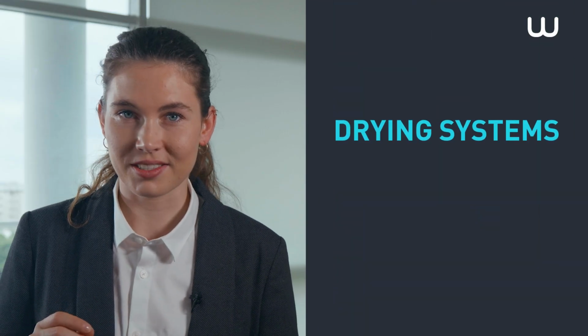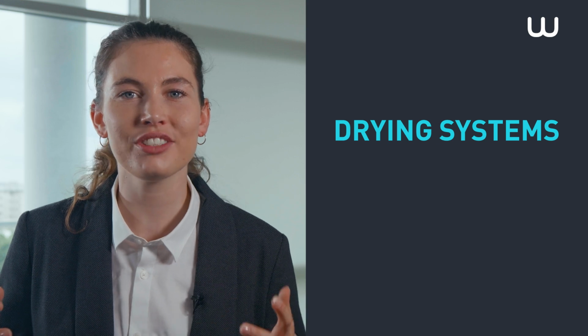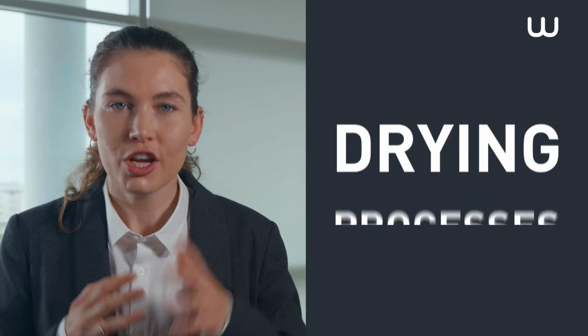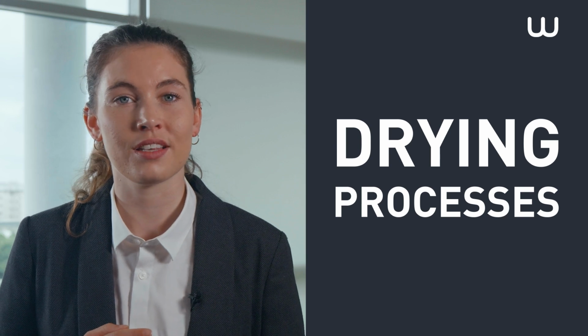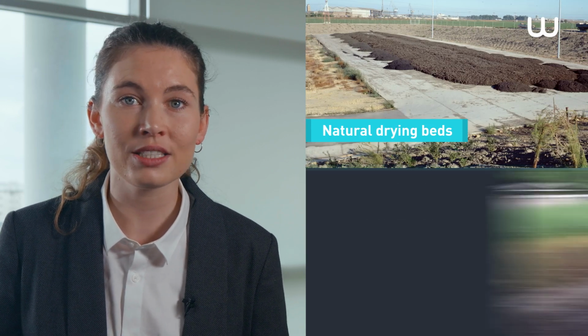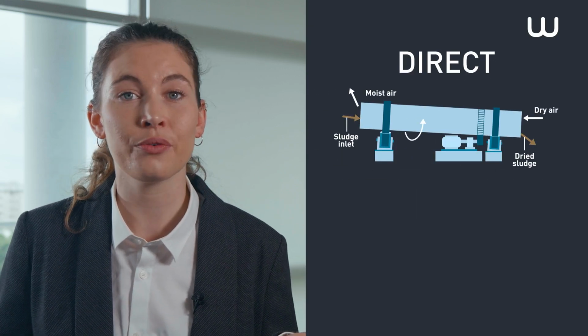What you need to remember: drying systems, thermal or natural, enable a dry content of 60 to 90% to be achieved. Two types of drying processes exist: natural processes, such as sand drying beds or reed drying beds, and thermal processes, such as direct or indirect drying.